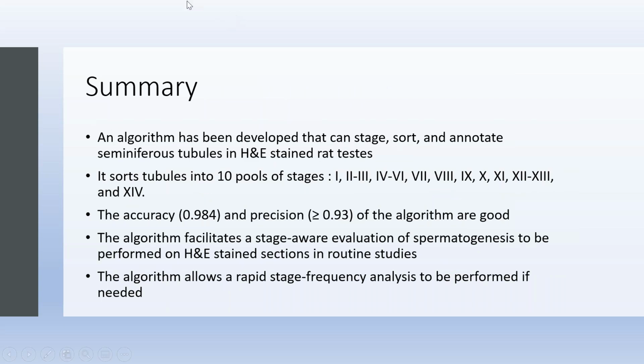So in summary, an algorithm has been developed that can stage, sort, and annotate the seminiferous tubules in an H&E stained rat testis. It can sort the tubules into 10 pools of stages, that is stage 1, 2 to 3, 4 to 6, 7, 8, 9, 10, 11, 12 to 13, and 14. It's got very good accuracy and precision, over 98% for accuracy and over 93% for precision.